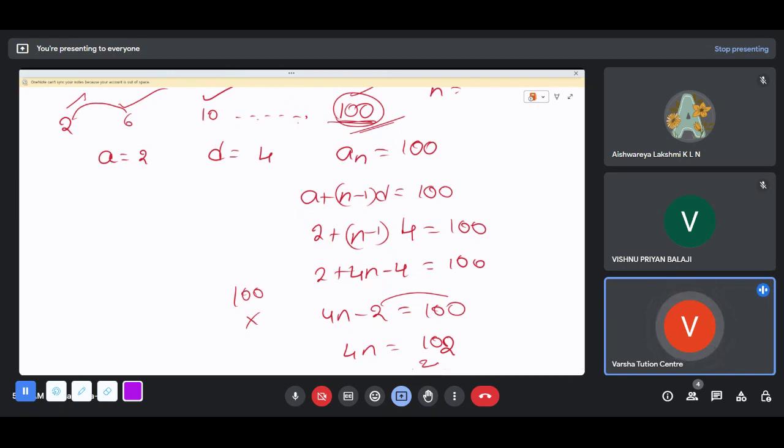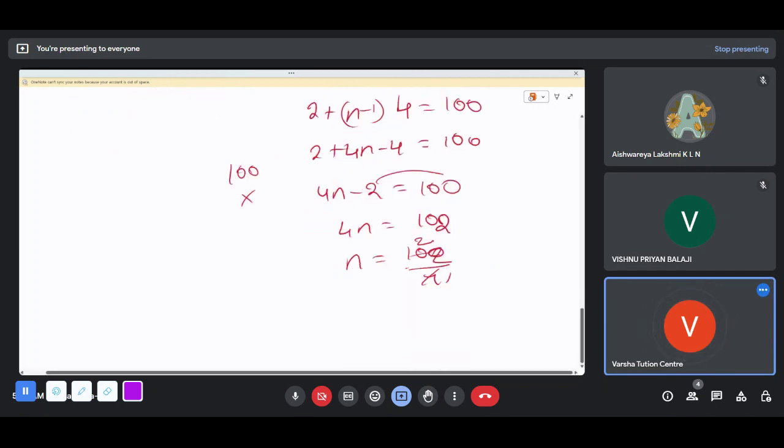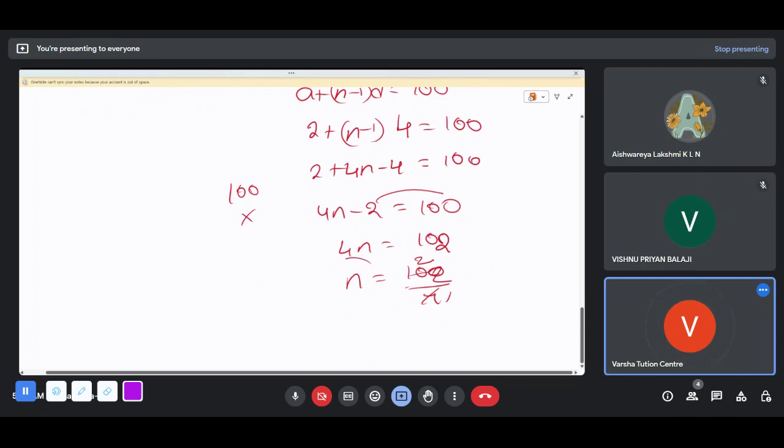100 will not come in this AP. Understood? Why will it not come? Here n has come, right? This n should always be an integer. It should be a whole number. It should not be a decimal. Understood? Here it is not a perfect integer, right? When we cancel, it is not perfect. So it does not belong to the AP. Who does not belong to the AP?